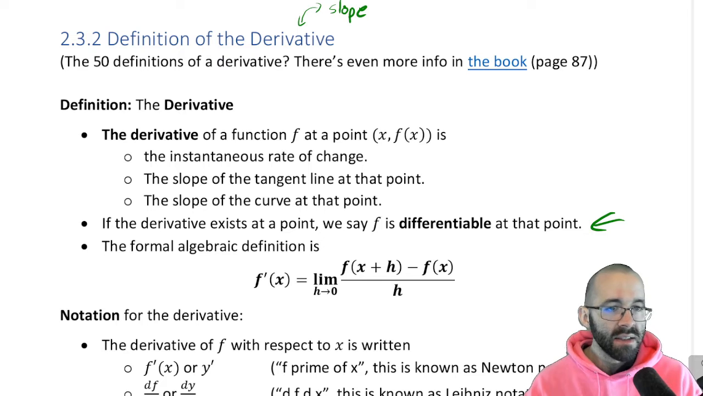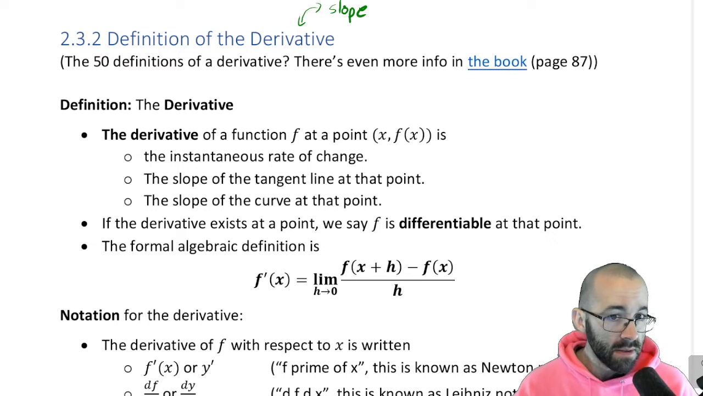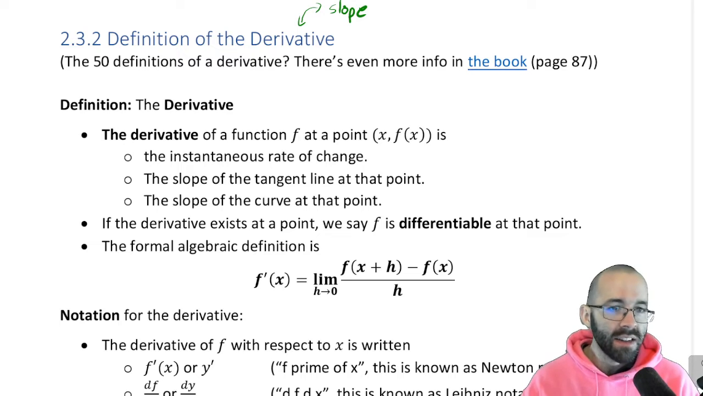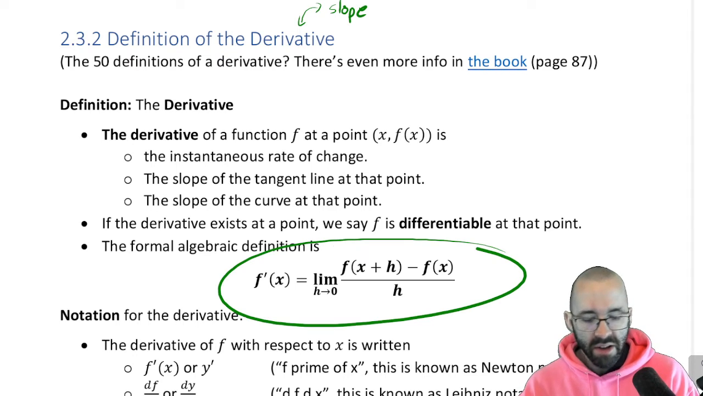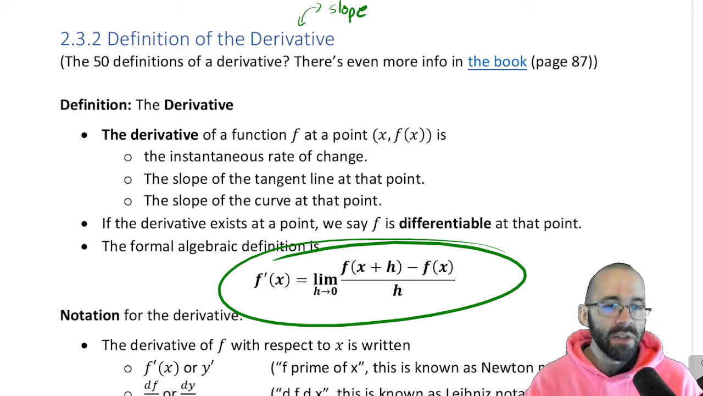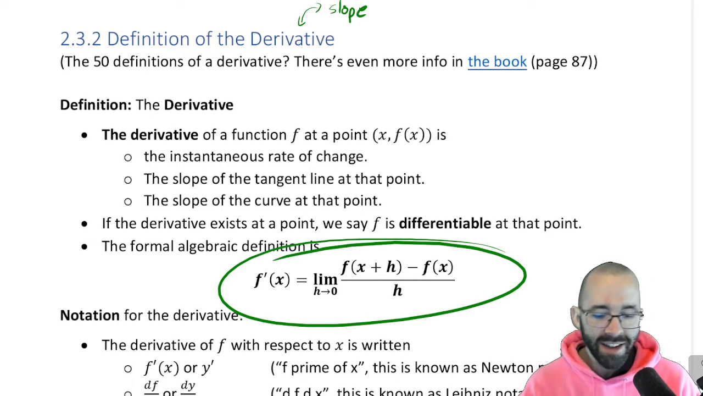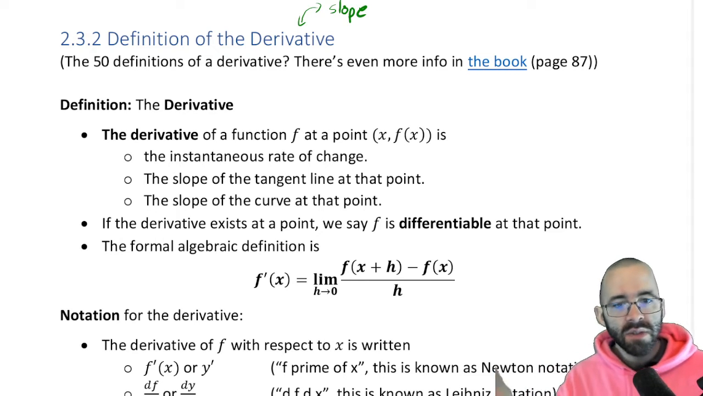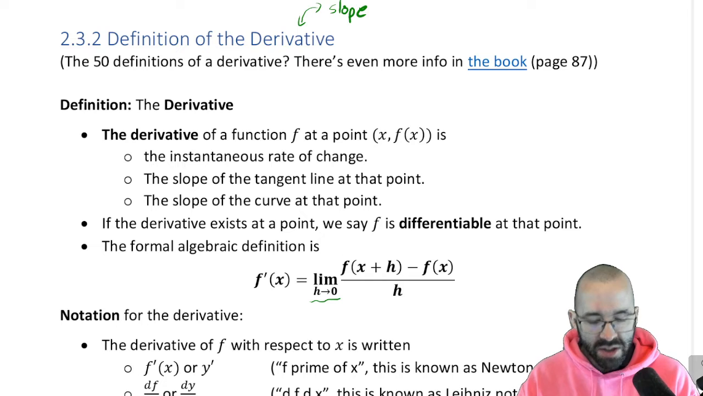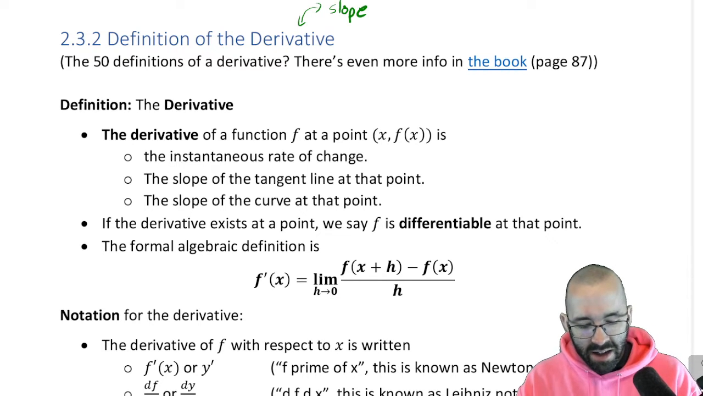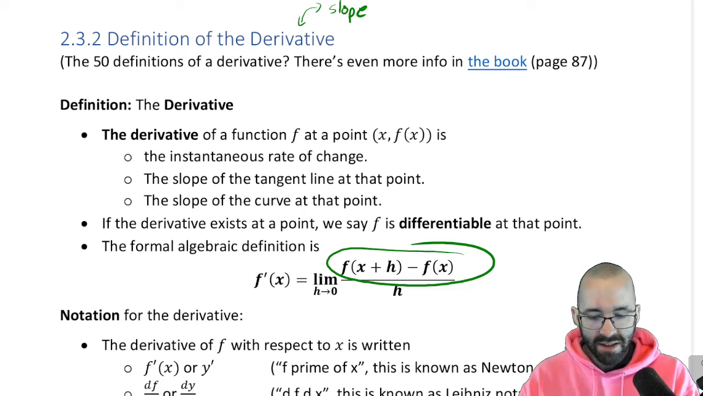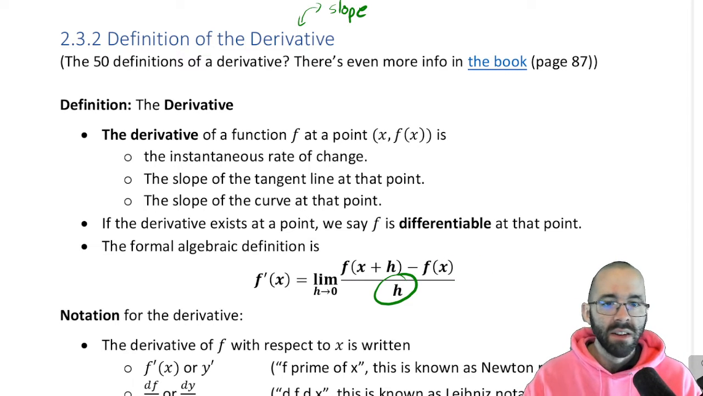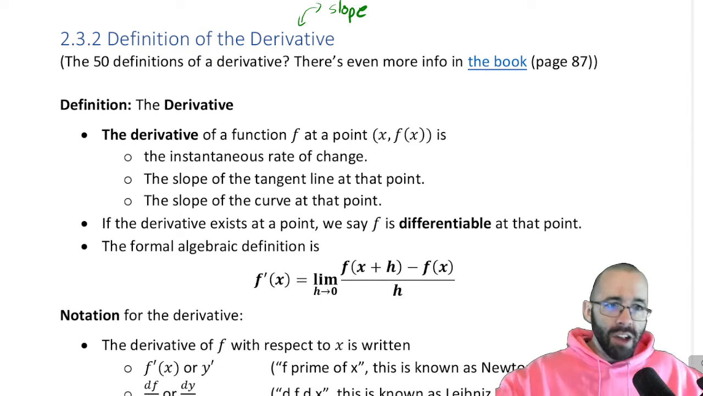So a couple other things. If the derivative exists at some point, we say that f is differentiable at that point. It can be differentiated. The derivative is possible. And this is really the formal algebraic definition. We won't be using this very much, but we did actually just do it in the last video. I kind of tricked you all, right? It's just the slope of the secant line as those secant lines get infinitely close together. h was just how far apart were our points. And then this is the rise. And that's the run. This is just rise over run. Rise over run for a derivative because the derivative is slope.